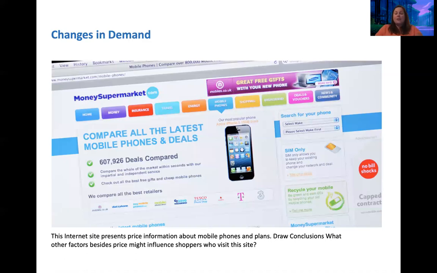One thing that can change demand is advertising. Here you've got an advertisement for cell phones. I know advertising is a huge industry because it can change demand. You might be sitting there and you're not hungry and you see a Chili's commercial and all of a sudden you want to go to Chili's. All that can affect demand.